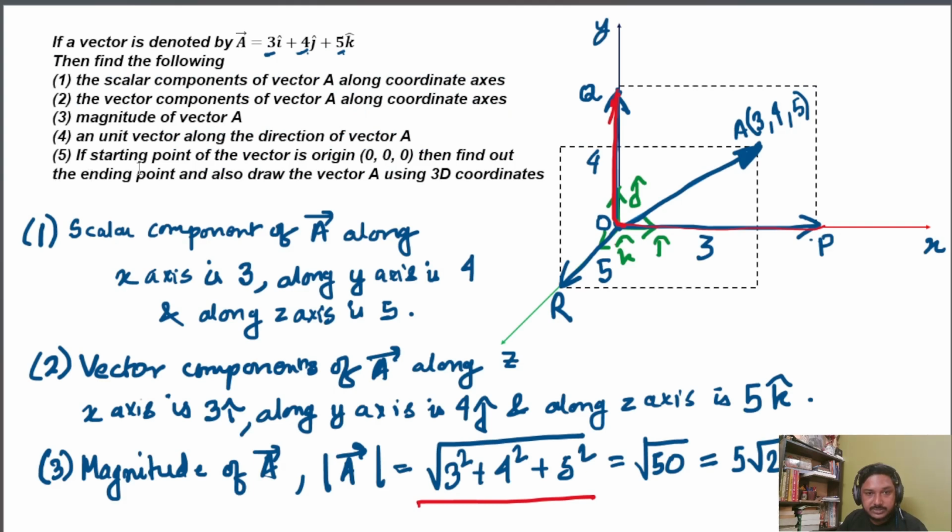Okay, so the next question is, if the starting point of the vector is 0, 0, 0, then find the ending point and also draw the vector A using the 3D coordinates. So we have already done this. The end point is 3, 4, 5, and this is the diagram, that is O to A. From O to A, this is basically the diagram of the vector.